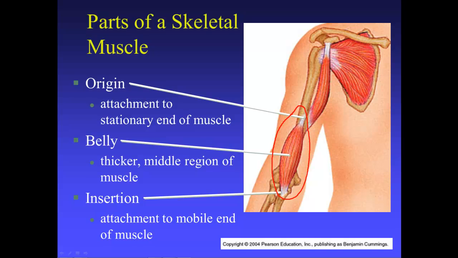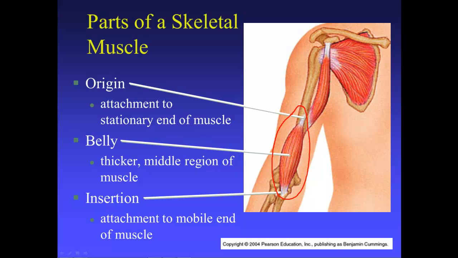So once again, the three regions are the belly of the muscle, which is that thicker middle region that's primarily muscle cells, and then you have the two attachment points. The origin, which is the attachment point that typically remains stationary during muscle contraction, and the insertion, which is the attachment point that tends to move, or at least move more so than the origin when the muscle contracts.